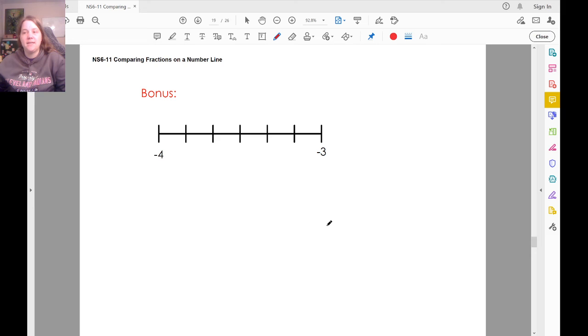Bonus! Here's the only hint I'm going to give you. How many cuts are there? 1, 2, 3, 4, 5, 6 cuts, which means that all of your numbers will have 6 as the denominator.